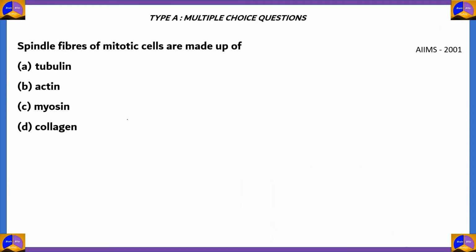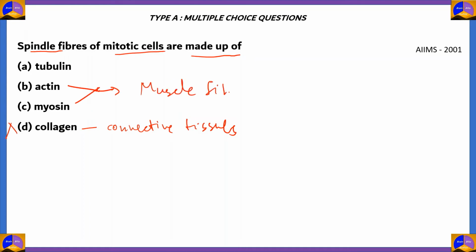Next question. Spindle fibers of mitotic cells are made up of tubulin, actin, myosin, collagen. Let's look at each of our options. Collagen is a protein found in connective tissue, such as tendons and ligaments. So option D is incorrect. Options B and C, actin and myosin. Both of these are muscle fibers. So therefore, options B and C are incorrect. Therefore, the right answer is option A, tubulin.